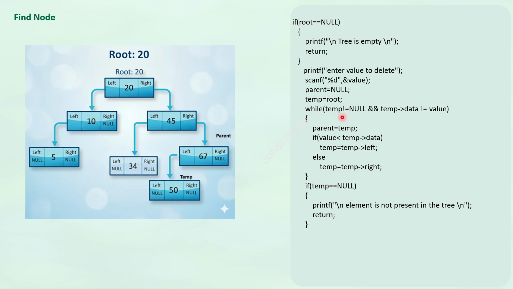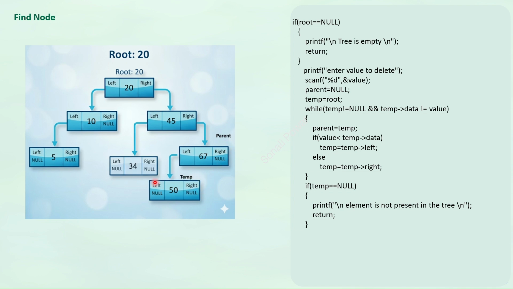Again, we check the condition of the while loop. Temp is not equal to null because it is pointing to one of the nodes. Check the temp data. Temp data is 50 and the value which I want to delete is also 50. So the condition is false in this case because we are checking not equal. They will come out of this while loop. So this is the proper location of temp and parent.